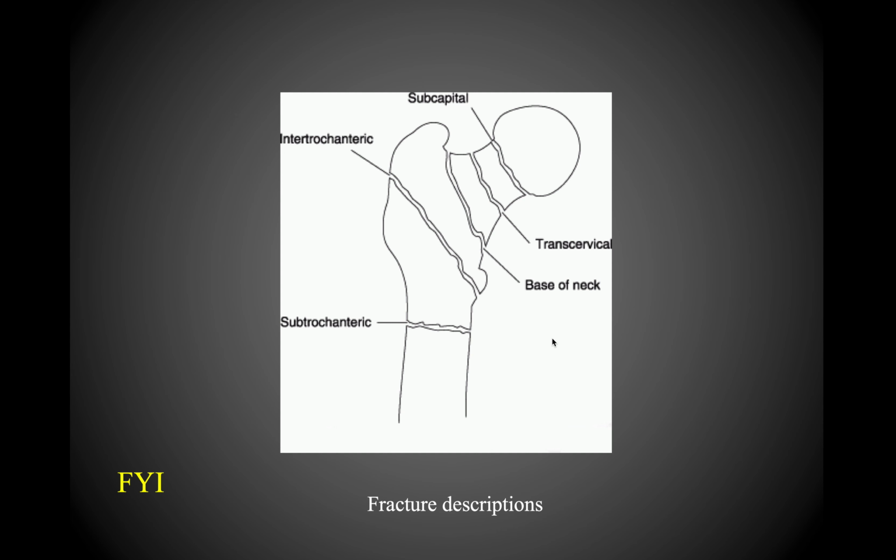Just an FYI in terms of the locations of fractures of the proximal femur. So affecting the head and neck, you can have a subcapital fracture, which is going to be located just right at the junction between the neck and the head of the femur. A transcervical is right across the midpoint of the neck, and then another one that can occur right at the base of the neck. The other possibilities, there's two other possibilities, which would be the intertrochanteric fracture or a subtrochanteric fracture, which is right at the proximal part of the shaft of the femur.